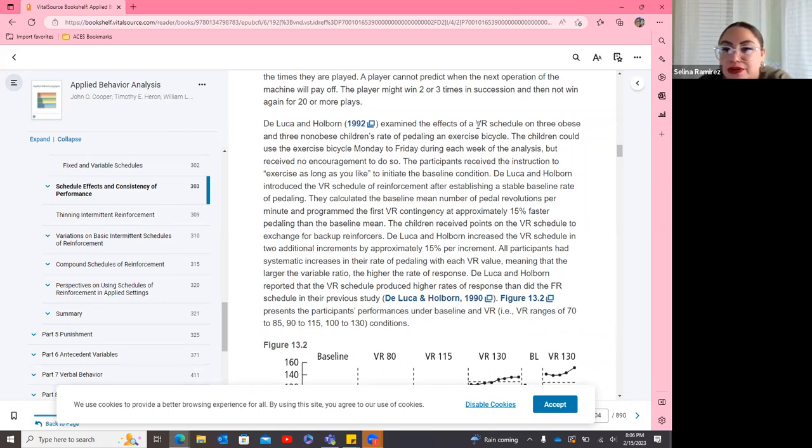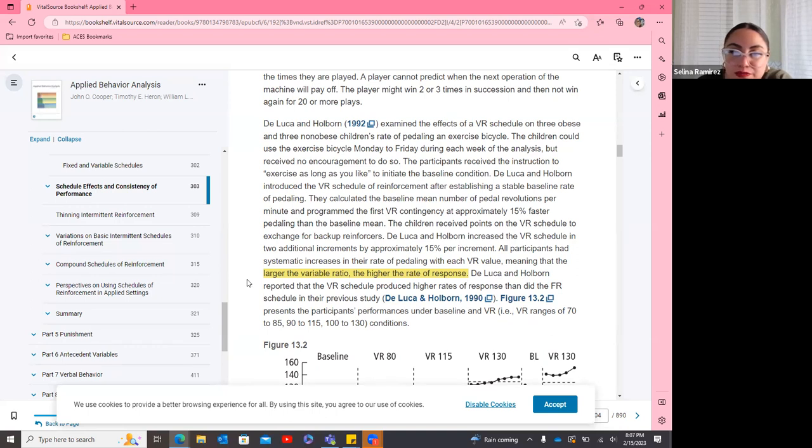The children received points on the VR schedule to exchange for backup reinforcers. DeLuca and Holborn increased the VR schedule by 2 additional increments of approximately 15% per increment. All participants had a systematic increase in the rate of pedaling with each VR value, meaning that the larger the variable ratio, the higher the rate of response. Okay, so that's important. Should we highlight it? Larger the variable ratio, the higher the rate of response.